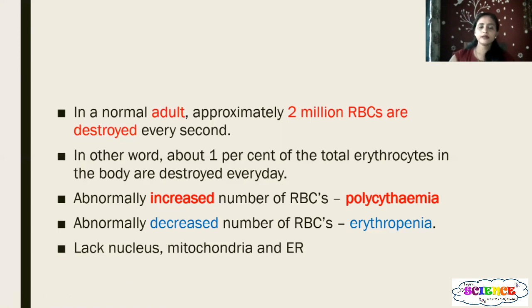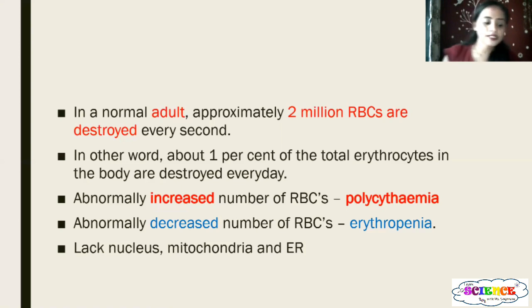Then comes the endoplasmic reticulum. You know the endoplasmic reticulum is present around the nucleus. It forms the supportive framework of the cell. The absence of endoplasmic reticulum provides flexibility to red blood cells so that they can move through narrow capillaries. These are the reasons why they lack a nucleus, mitochondria, and endoplasmic reticulum.